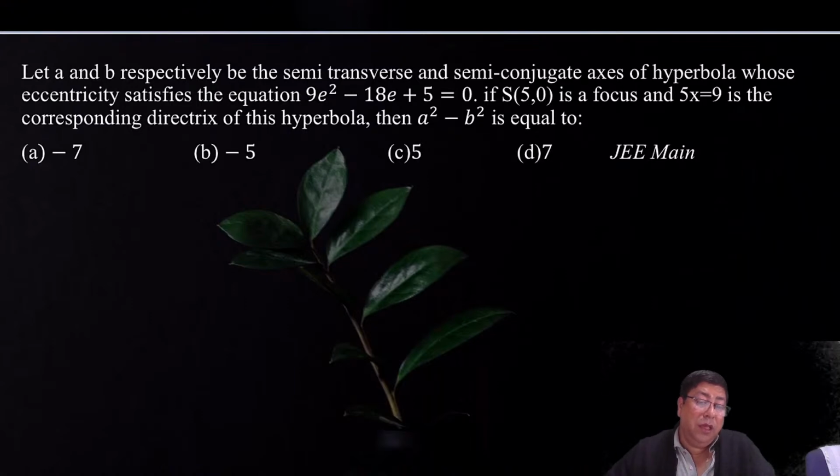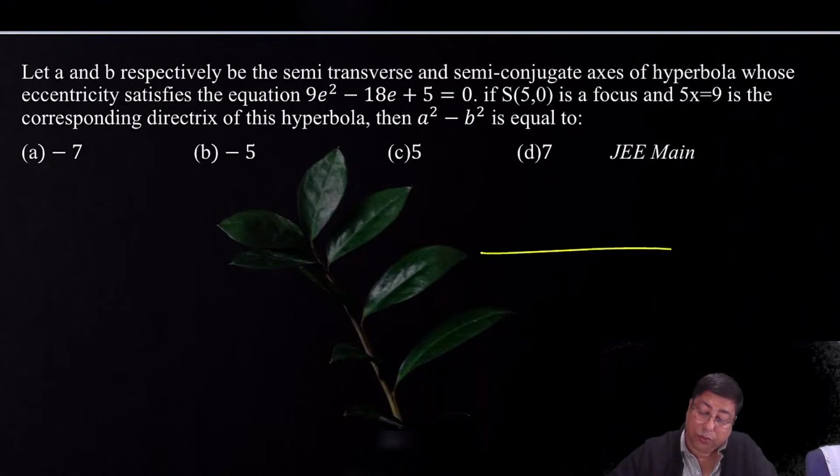Let a and b be the semi-transverse and semi-conjugate axis of the hyperbola. Let's come to the case of hyperbola. The eccentricity of the hyperbola satisfies the equation 9e square minus 18e plus 5, and S is the focus, and x equal to 9 by 5 is the corresponding directrix of the hyperbola. Then a square minus b square.